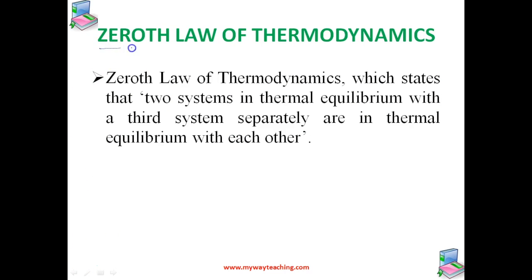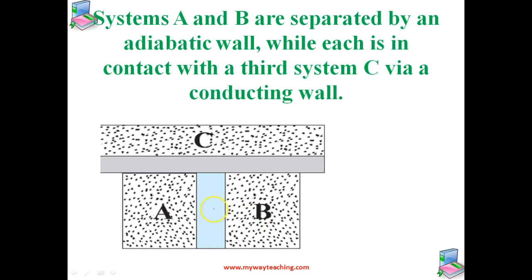So now let us see the zeroth law of thermodynamics. Again, imagine two systems A and B which are separated by an adiabatic wall, while each is in contact with the third system via conducting wall. You can see that in the figure. A and B are separated with an adiabatic wall. They are in contact with the system C with the conducting wall.